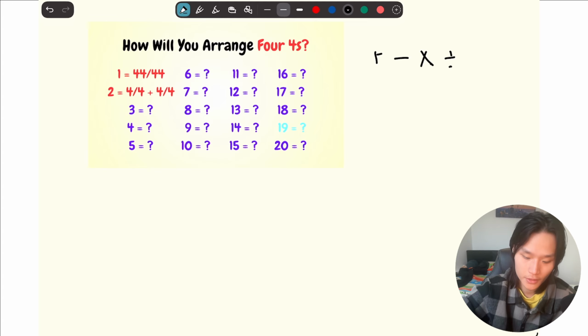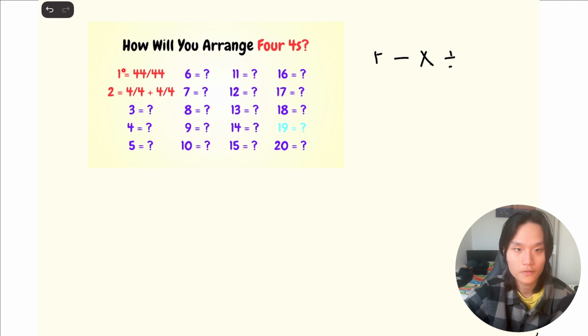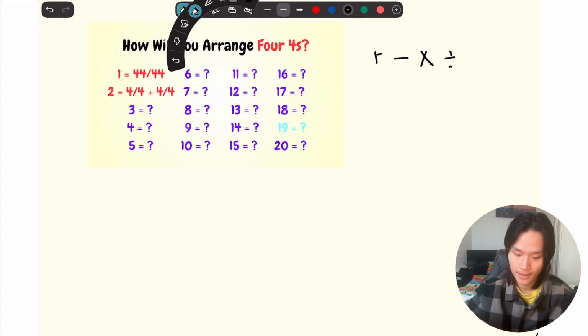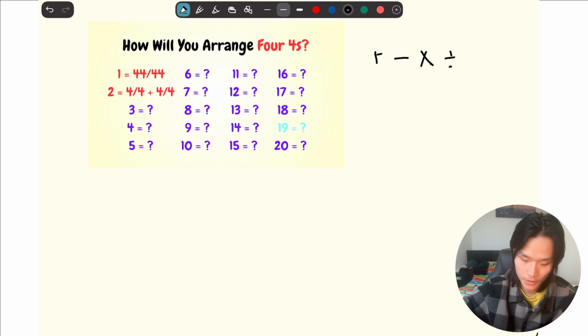In fact, there's already two examples done. For example, to make 1, you can make two 44s and then divide them. 44 divided by 44, that's just 1. For number 2, we have 4 divided by 4 plus 4 divided by 4. So that's just 2. Now, when you are done trying, let's take a look at the solution.